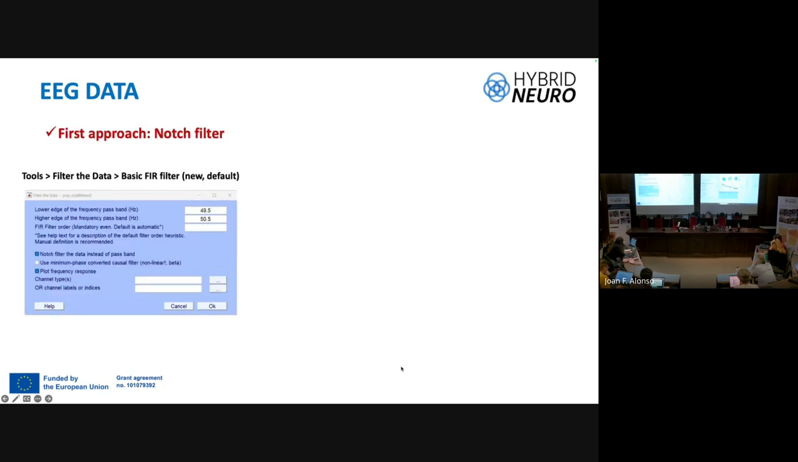Okay. To filter this power line contamination, a first approach could be to use a notch filter. To apply a notch filter with EEGLAB, we have to go to tools, filter the data, basic FIR filter. And we have to specify a narrow frequency range around the 50 hertz and apply the filter. In this case, around 50 hertz, for example, I put 49.5 and 50.5 hertz, okay? And it is important to check notch filter the data. Notch filter, and okay.